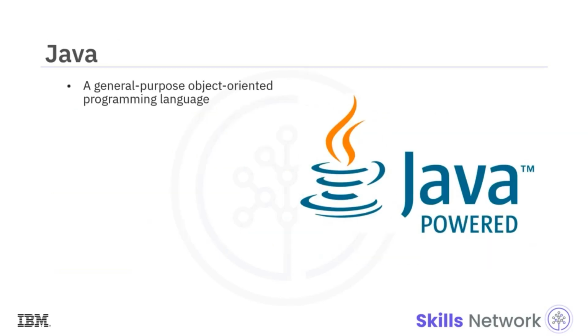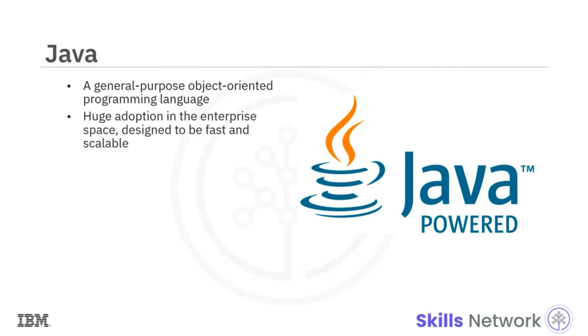Java is a general-purpose, tried and tested, object-oriented programming language. It has huge adoption in the enterprise space and was designed to be fast and scalable. Java applications are compiled to bytecode and run on the Java Virtual Machine, or JVM.